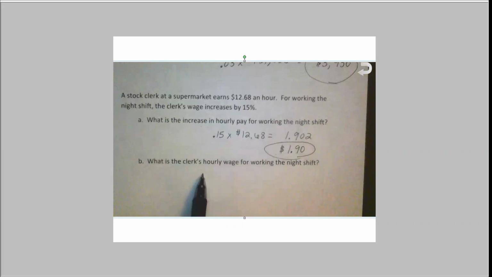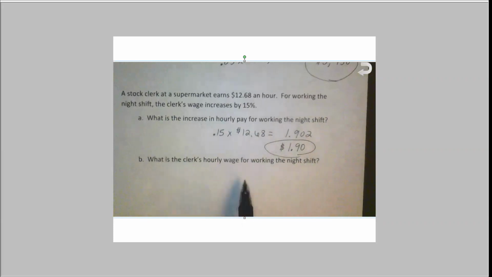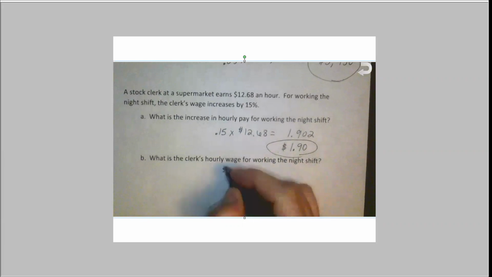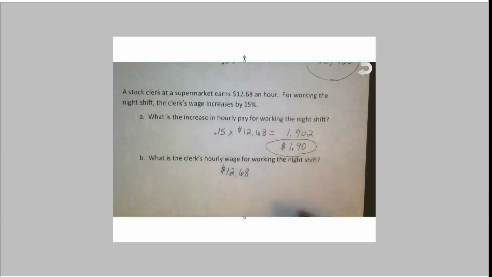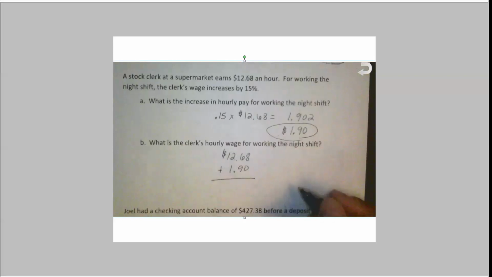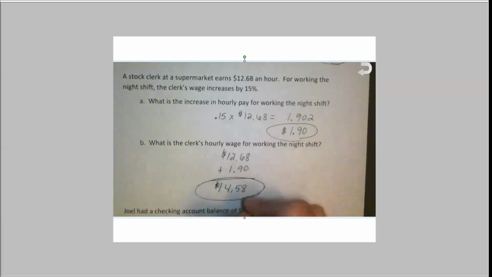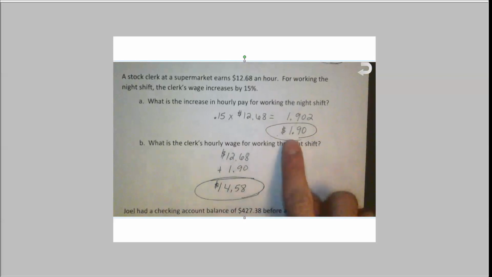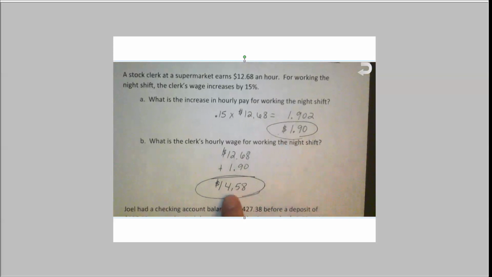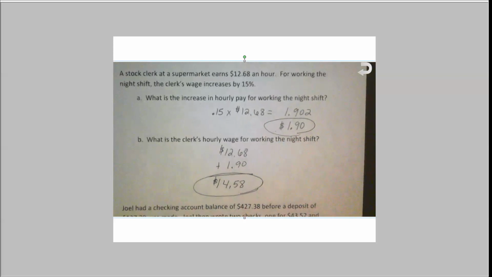So what is the clerk's hourly wage for working that night shift? So now I'm going to take the $12.68 that he or she normally makes and add that $1.90 extra, and that will give us $14.58 for working that night shift. So here I had to calculate how much the pay goes up and then add that to the original amount to get the new hourly wage for working that night shift. All right, one last example.